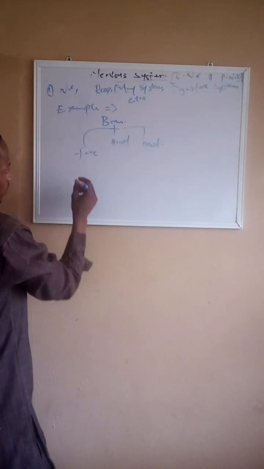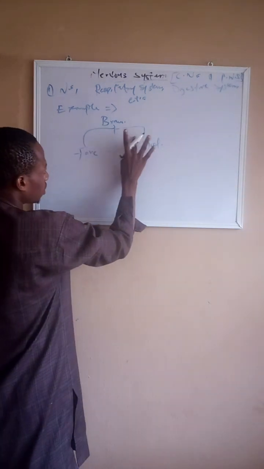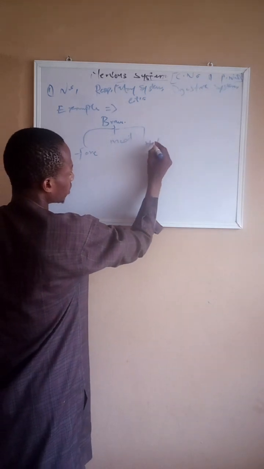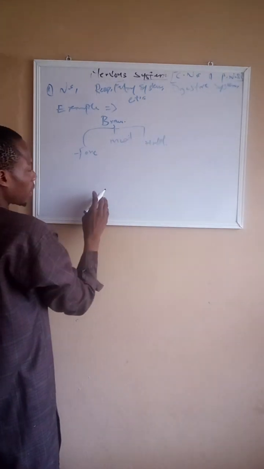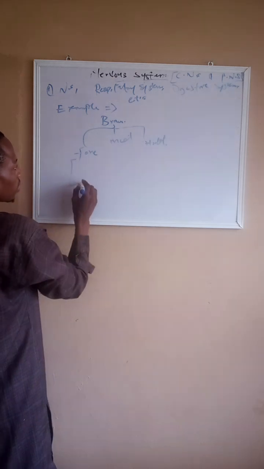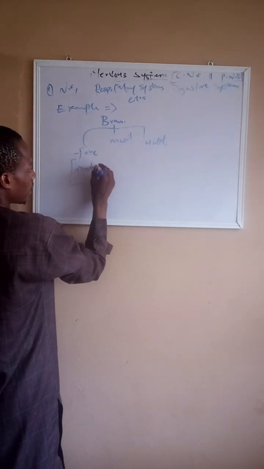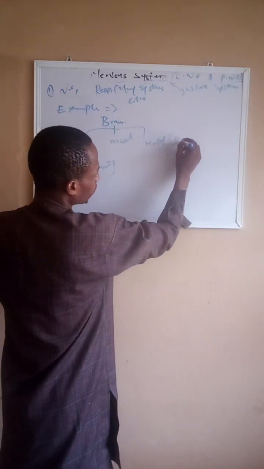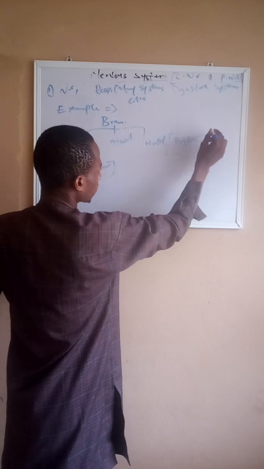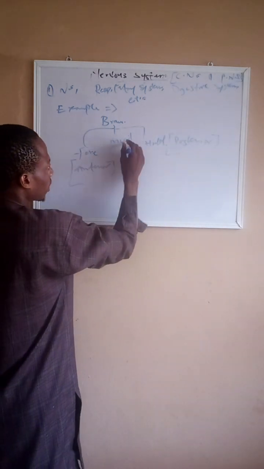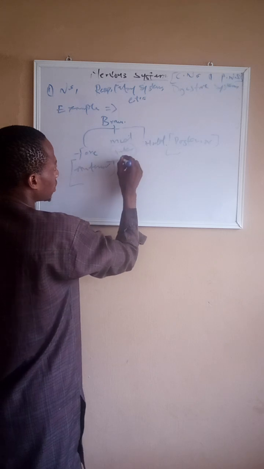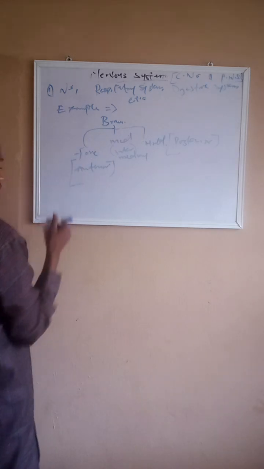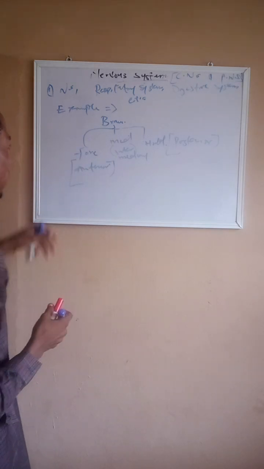What do you mean by the forebrain? Let me change this to mid and this to hind. What do you mean by the fore? The fore is the anterior part, whereas the hind is the posterior part. The mid is the intermediary brain. That's just the simple explanation of it.